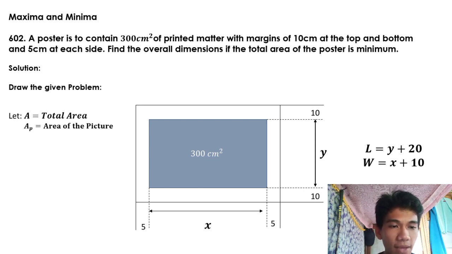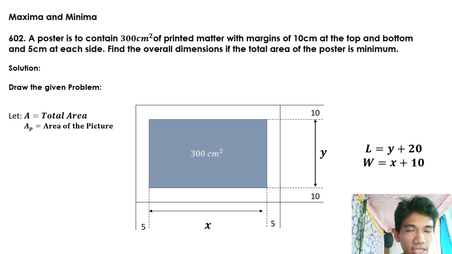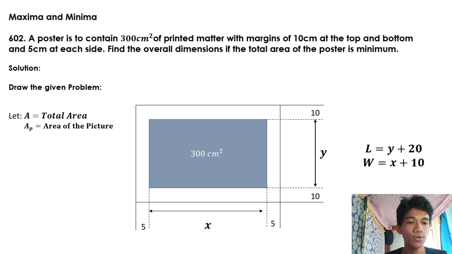The same goes for the length, which is the top and bottom. We label the length, which has both margins of 10. Then we add the 10, we have 20. Then the length is going to equal y plus 20. So we have the length and the width.